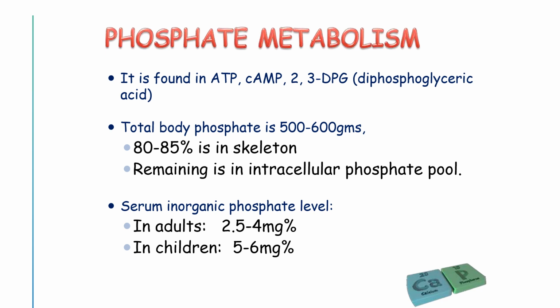So if we see the phosphate metabolism, phosphate is found in ATP, cyclic AMP, 2,3-DPG and cofactors like NAD and ADP. The total body phosphate is 500 to 600 grams, out of which 80 to 85% is present in the skeleton, whereas for calcium, 90 to 99% is present in the skeleton. The remaining phosphate, 10 to 15%, is present in the intracellular phosphate pool. The serum inorganic phosphate level in adults is 2.5 to 4 milligram percentage and in children it is 5 to 6 milligram percentage.